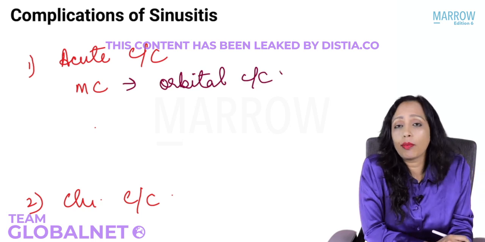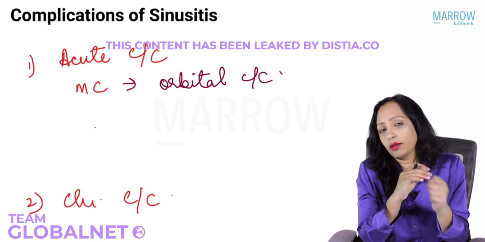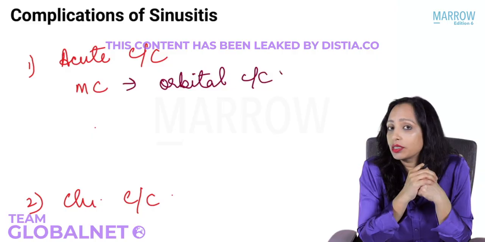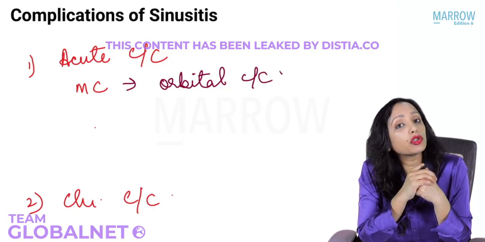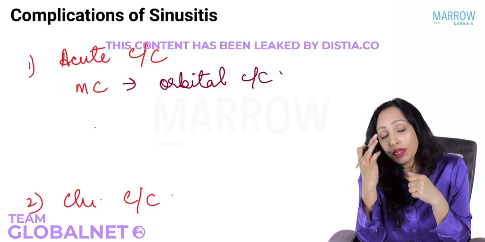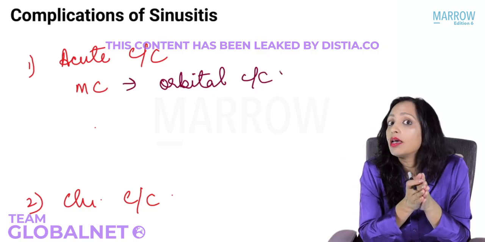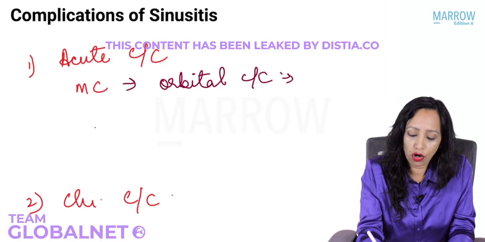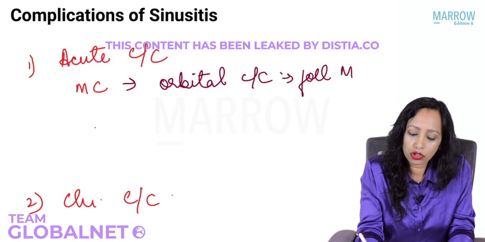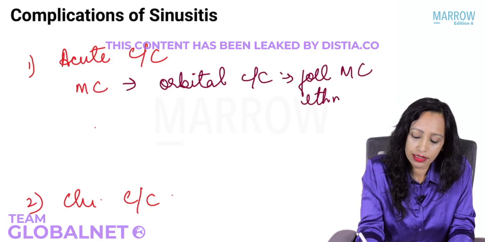Now if I tell you most common is orbital complication, next thing you will have to tell me, can you tell me which sinusitis will lead to orbital complications most commonly? Ethmoid, frontal, maxillary, sphenoid. All can lead to orbital complications. Out of these, most common is, yes, the ethmoid. So this follows most commonly ethmoid sinusitis.